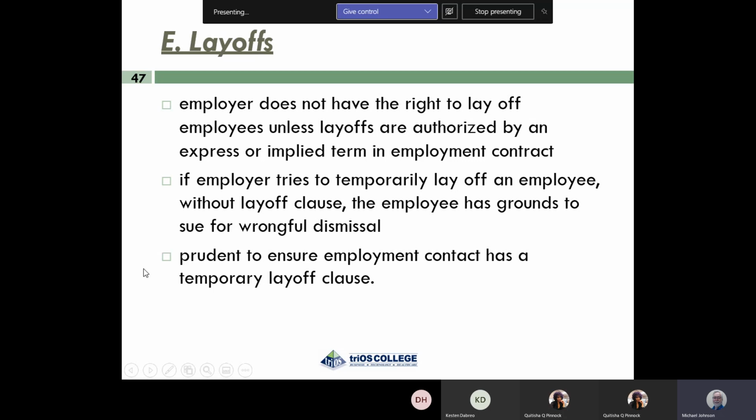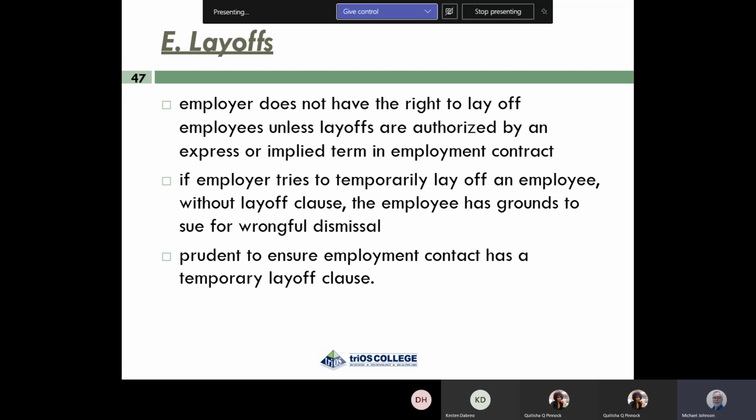So it is imprudent not to ensure the employment contract has a temporary layoff clause. You basically know your industry. When you're creating a contract, the human resource department should rationalize what is the history of that particular type of business and whether or not the potential is there for a layoff.